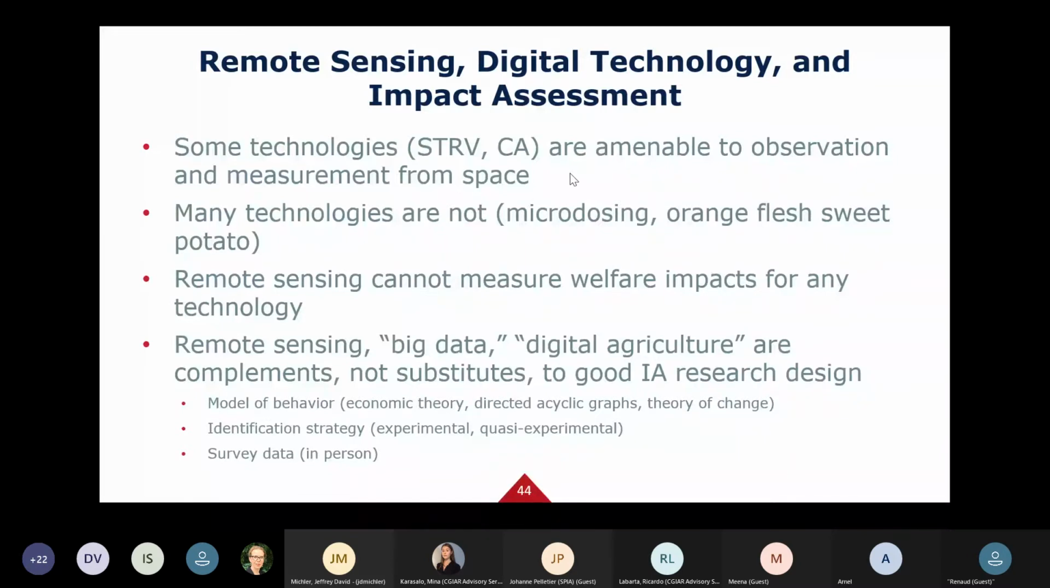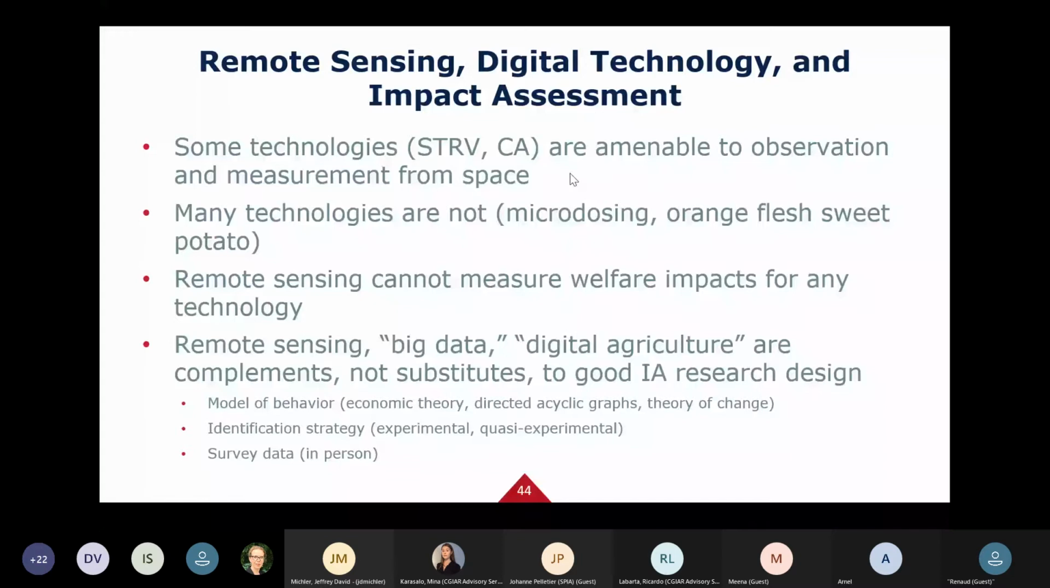We need to have good, credible models of causal behavior. We need our economic theory. We need directed acyclic graphs. We need theories of change. We need to be able to understand the behavioral aspects that make people do what they do. We're not agronomists. There's not some sort of biophysical response. We're trying to model behavior. We need credible identification strategies. Just having a bunch of data isn't going to get you causality. You need experimental research designs or quasi-experimental research designs that allow you to statistically identify impacts.